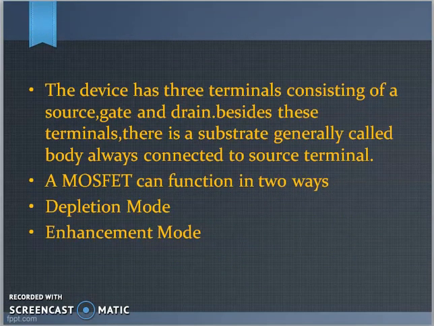MOSFET has three terminals consisting of a source, gate, and drain. Besides these terminals, there is a substrate. Substrate word is nothing but a body. The substrate, generally called body, is always connected to the source terminal. A MOSFET can function in two ways: depletion mode and enhancement mode.